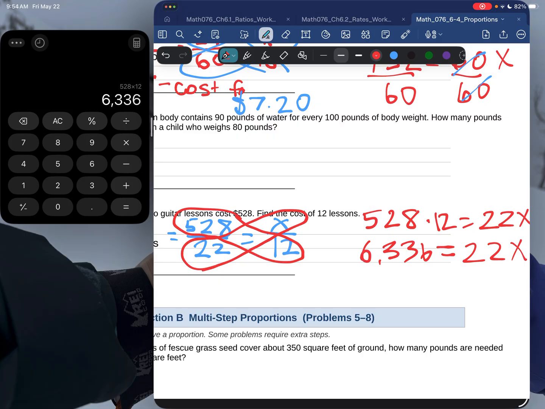Okay, then I've got 6,336, which I'm going to divide both sides by 22.